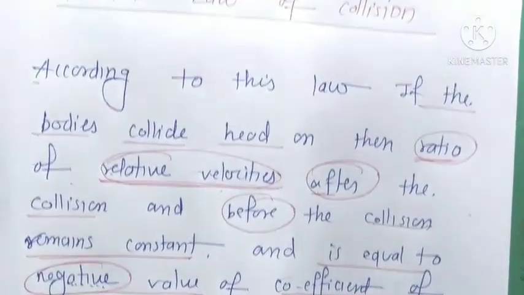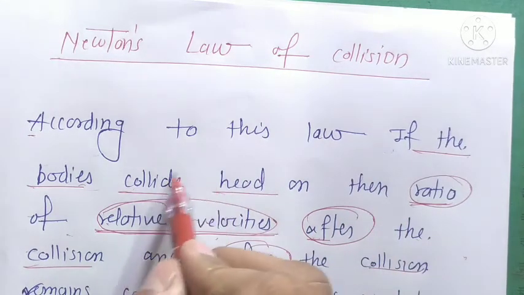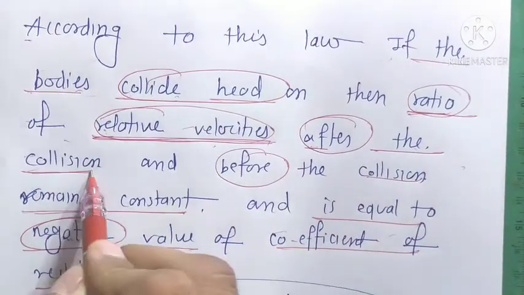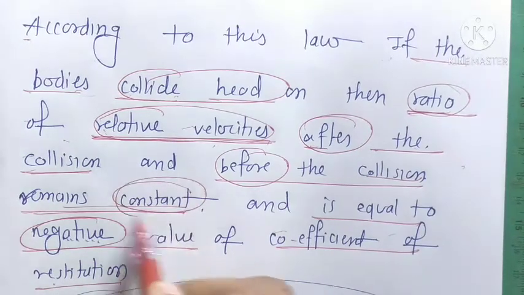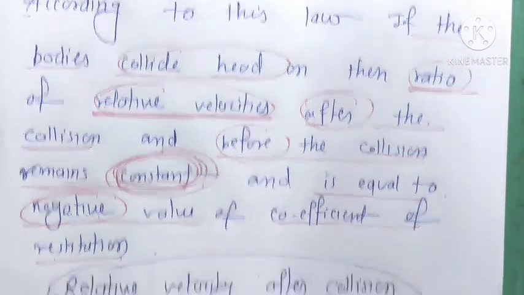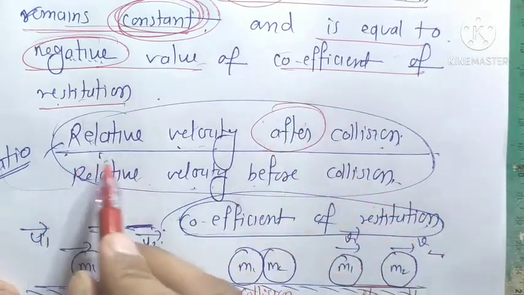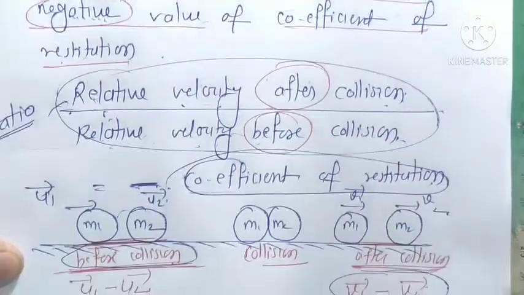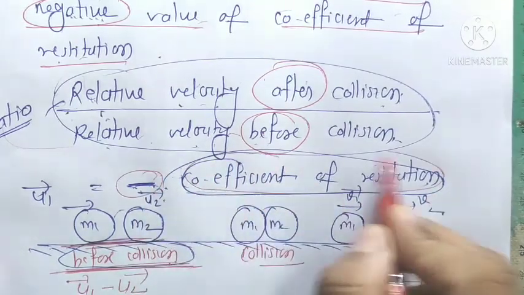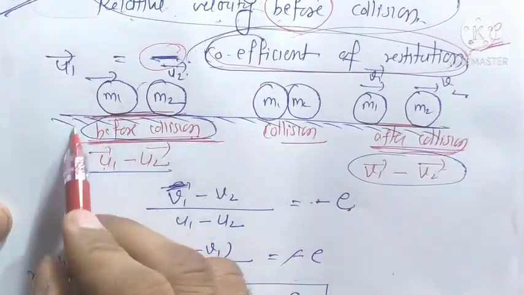I repeat again, Newton's law of collision. According to this law, if the bodies collide head on, then the ratio of relative velocity after the collision and before the collision remains constant, and is equal to the negative value of the coefficient of restitution. This is the ratio of relative velocity after collision and relative velocity before collision, and its value is minus the coefficient of restitution, for which we take e, small e.